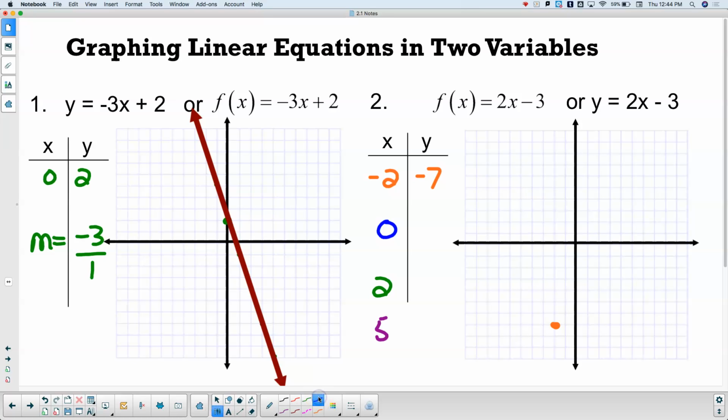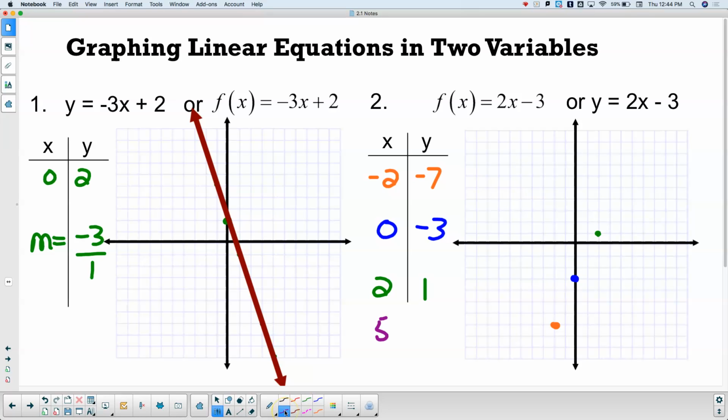Then I'm going to go to 0. 2 times 0 is 0. Minus 3 is -3. And at that point, right there. Put 2 into the function. 2 times 2 is 4. Minus 3 is 1. Right there.